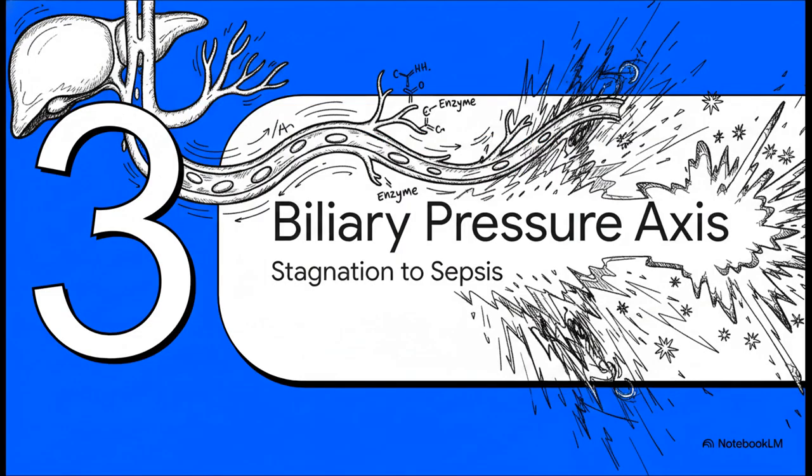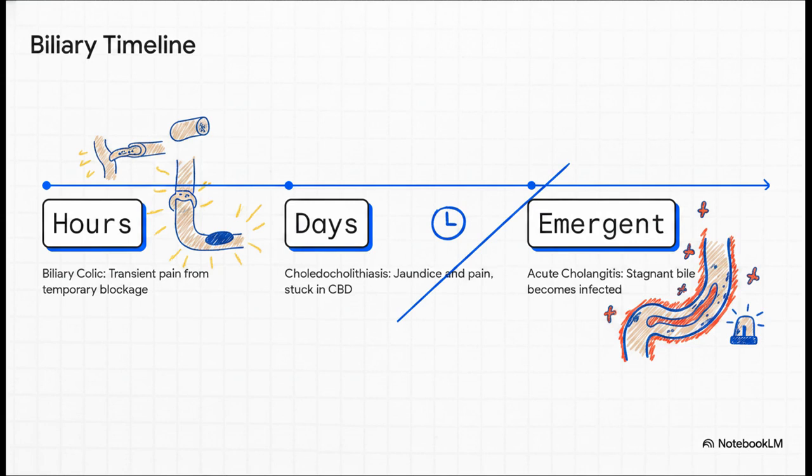Section 3, the biliary pressure axis. We're looking at the shift from simple stagnation to sepsis. Check out this timeline. It perfectly maps out the diagnostic dividing line. We start with biliary colic, which is that transient pain lasting a few hours when a stone temporarily blocks the cystic duct. Now, if that stone gets stuck in the common bile duct, you've got choledocholithiasis.